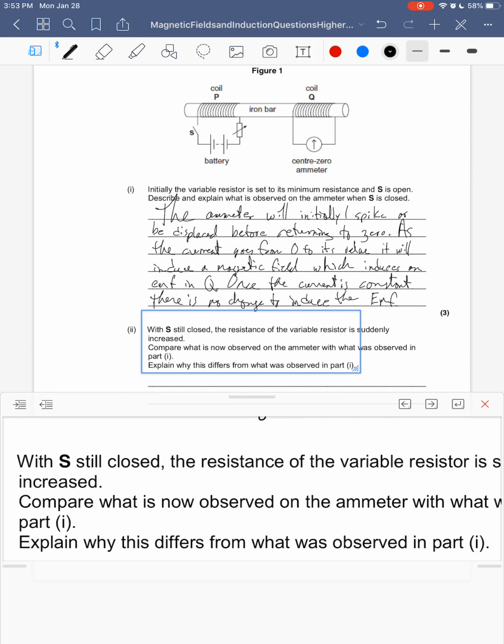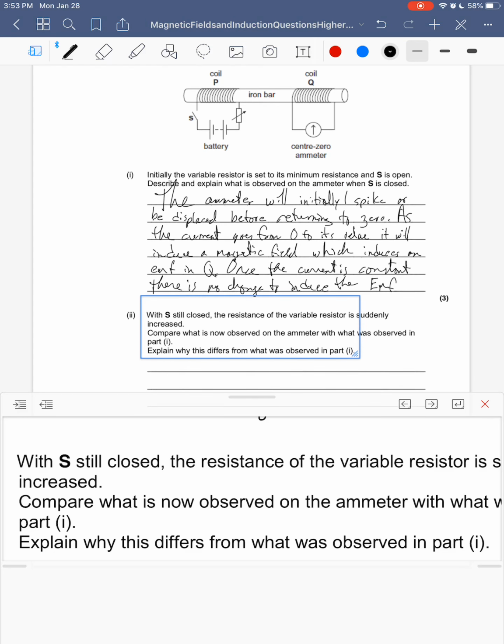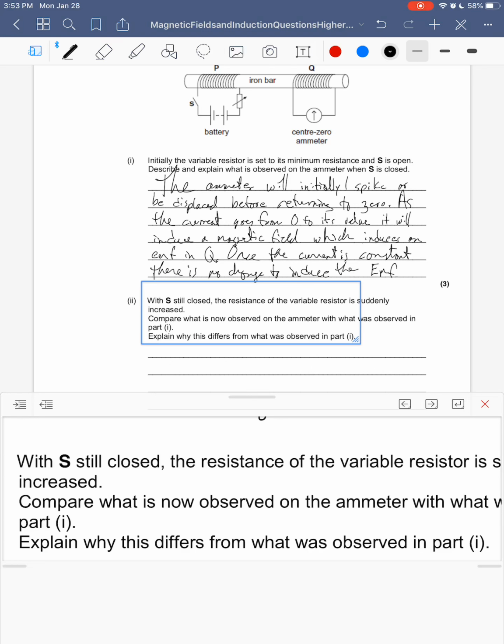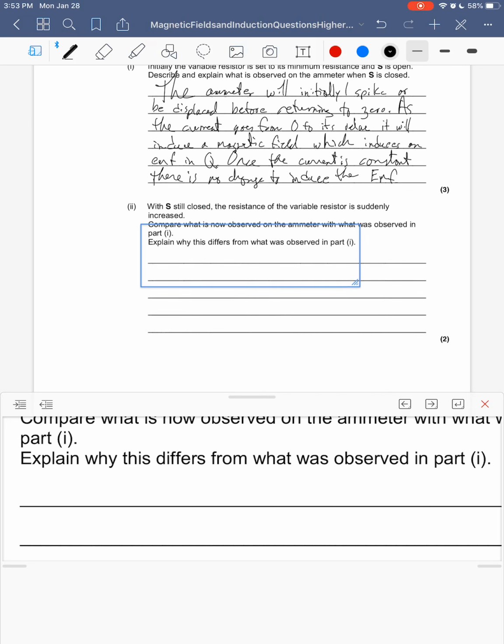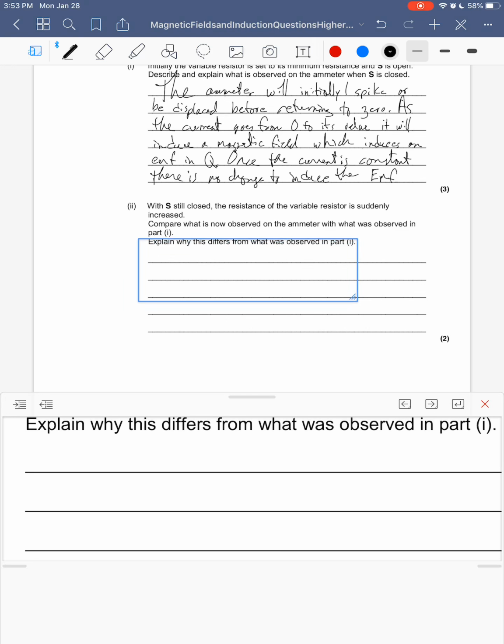So with S still closed, the resistance of the variable resistor is suddenly increased. Compare what is now observed with what was observed in part I. Explain why this differs.